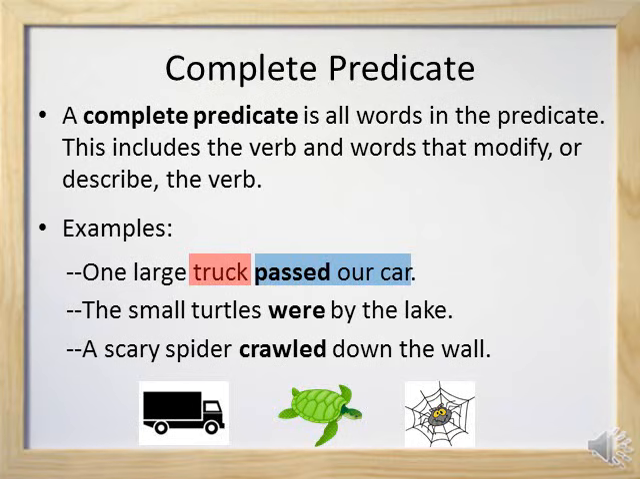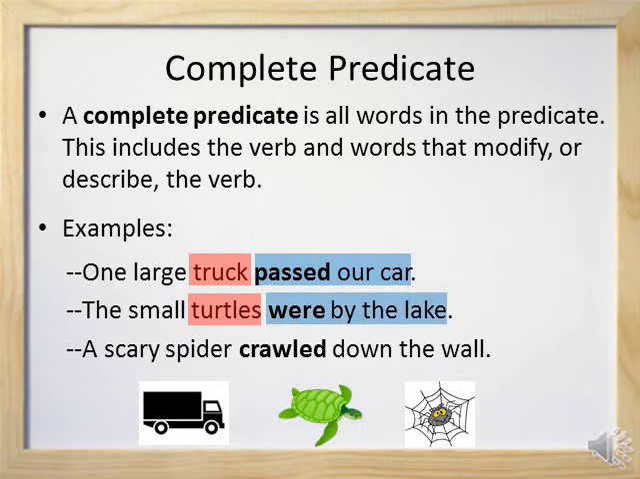If you remember, the simple predicate is just the verb passed, but the complete predicate includes our car because these words give us more details about the verb passed. Next, the small turtles were by the lake. Again, let's first identify the simple subject. Who or what is the sentence about? Turtles.